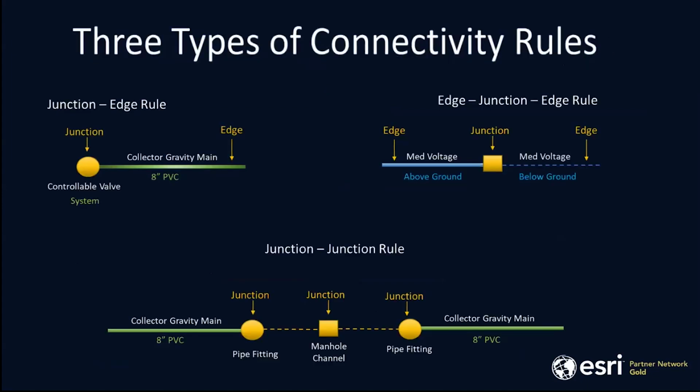One of the key innovations of the utility network is its approach to connectivity. Unlike traditional models where connectivity was more implicit, the utility network uses 3 types of connectivity rules to define how elements in the network interact. We have our junction edge rule, which connects junctions to edges, similar to a gravity main to a controllable valve. We have our edge junction edge, which connects multiple edges to a junction, going from above ground to below ground. And our junction junction, which links 2 junctions together, like a pipe fitting to a manhole channel. These rules ensure that the network behaves as expected when we trace or analyze it.